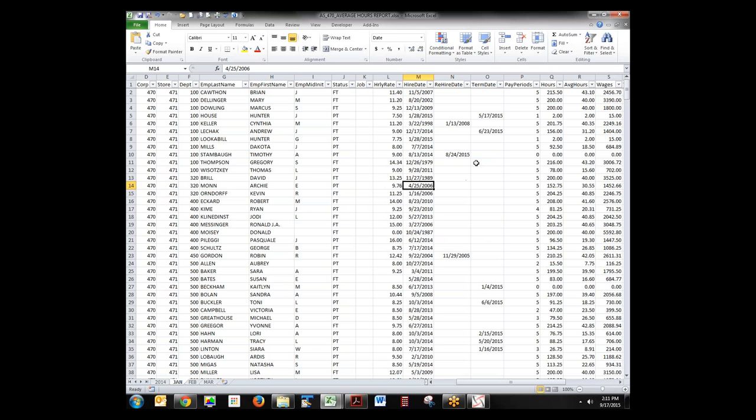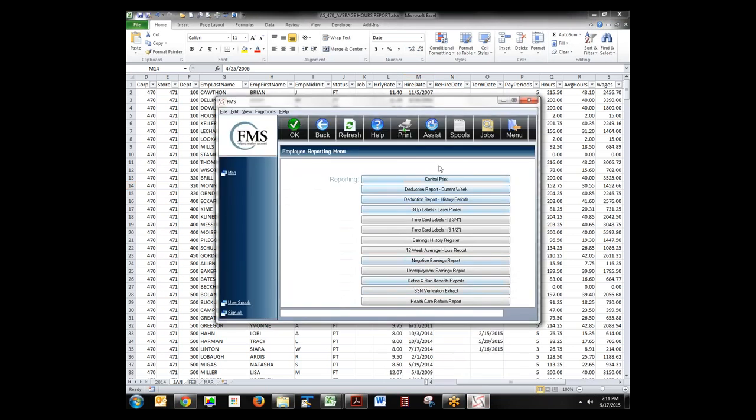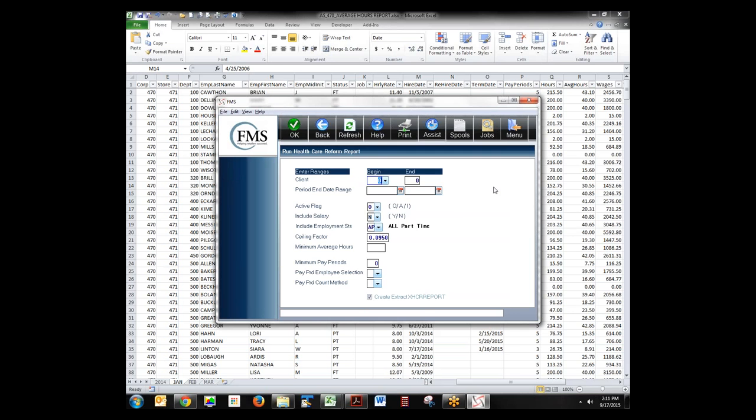Okay. Bonnie, can you see my screen now with the Excel spreadsheet? Yes. Okay, great. So this is the average hours report that everyone should be familiar with by now. On the payroll menu, when you go into employee reporting, it's the last one, the newest one, healthcare reform report, or I like to call it the average hours report for the ACA.